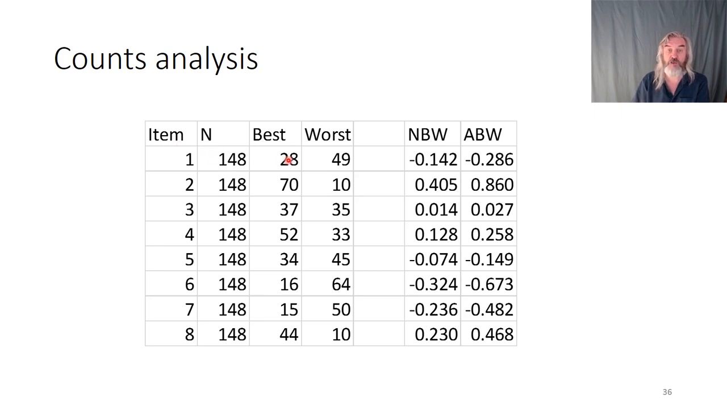This is the number of times it was best and worst. This is the normalized best worst. This is the analytical best worst. So we're getting a set of relativities turning up in here. And you can see that some are positive, some are negative, but the only thing we're really interested in is the relative values down these columns, one for the other.